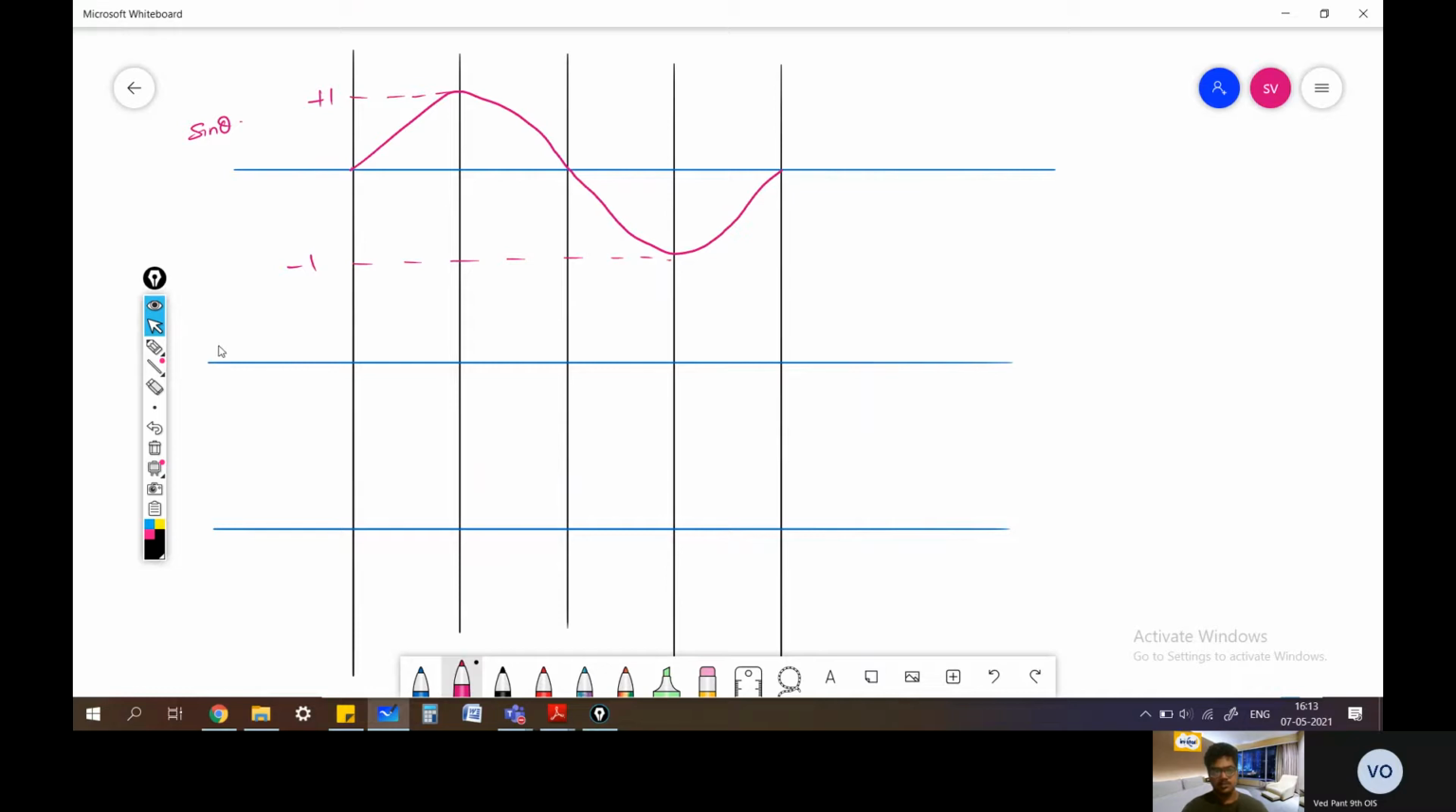Similarly, the cos function, cos theta, starts from here like this. It also goes to a maximum of +1 and a minimum of -1. So this is my pi by 2 line, this is my pi line, this is my 3 pi by 2 line, and this is my 2 pi line. This is also 90 degrees, 180, 270, 360.